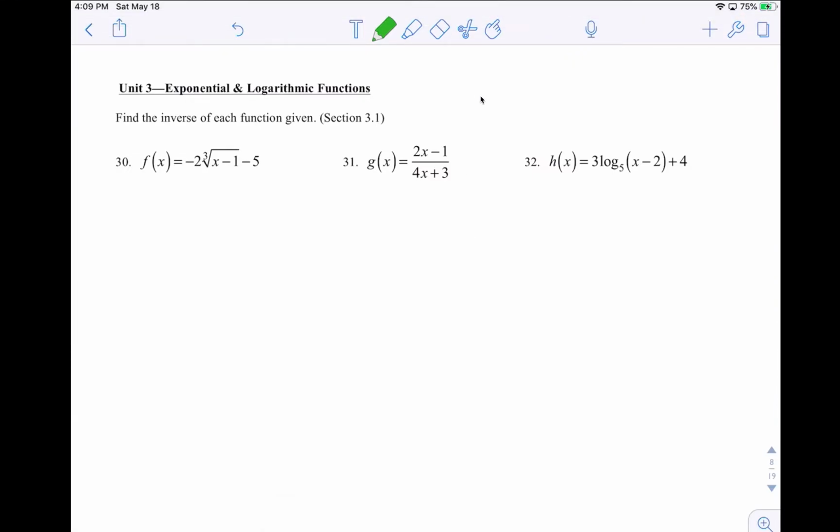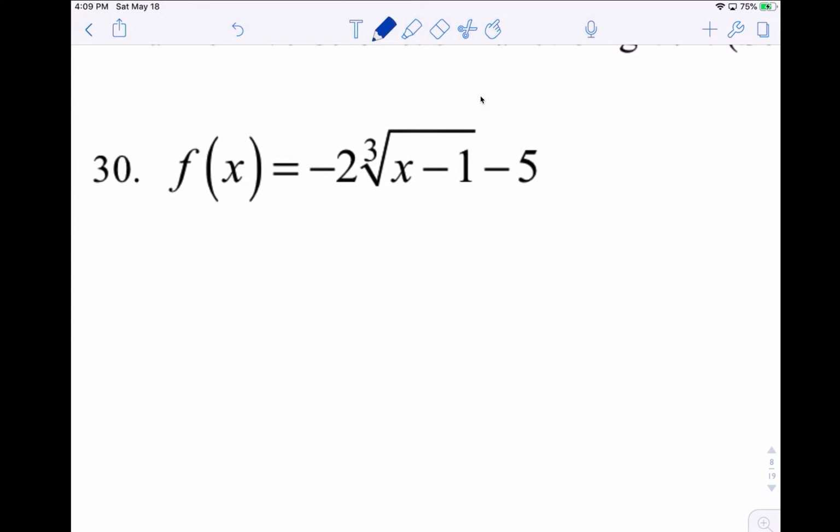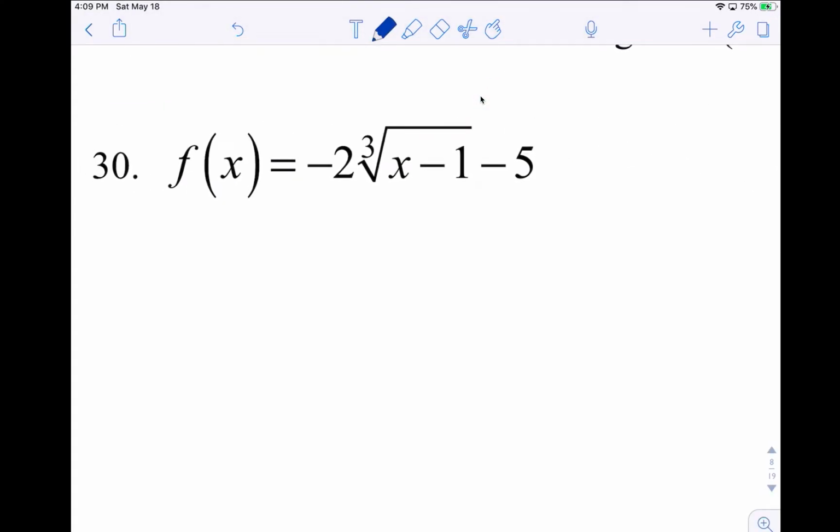Okay, guys, chapter 3, exponential and log functions. All right, so the first part here is asking for the inverse. The inverse is when we switch the x and the y values. So we have now x equals -2 cube root y minus 1 minus 5. Again, your goal here is to just solve for y.